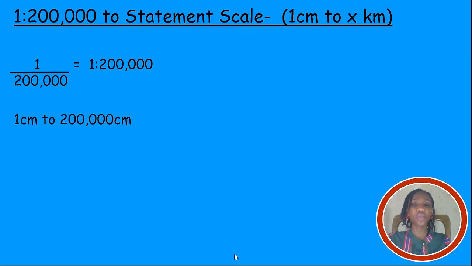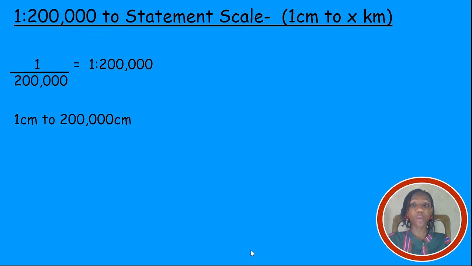Now this could also be written as 1 centimeter to 200,000 centimeters, because that's the only way we could cross out the units. If you notice 1 over 200,000, they have to be in the same unit for us to be able to cross them out and write it as a ratio or a fraction. So now that we have them in the same unit, we need our scale to be in the format that we see above, 1 centimeter to x kilometers. And that means that we have to convert 200,000 centimeters to kilometers.